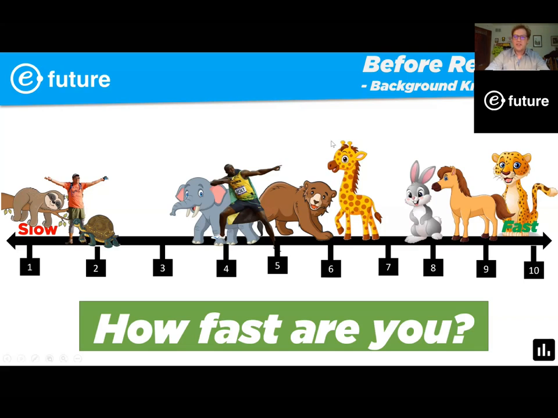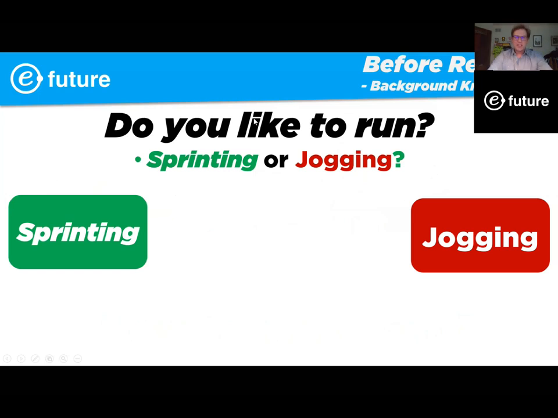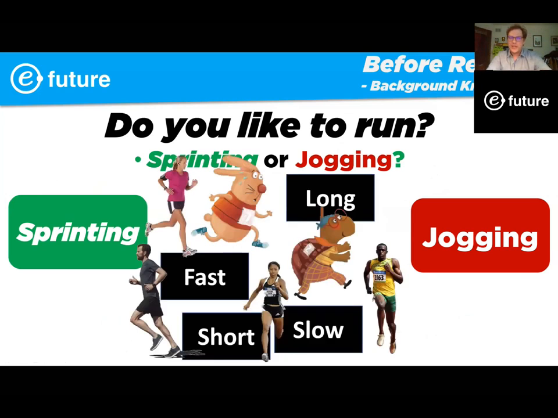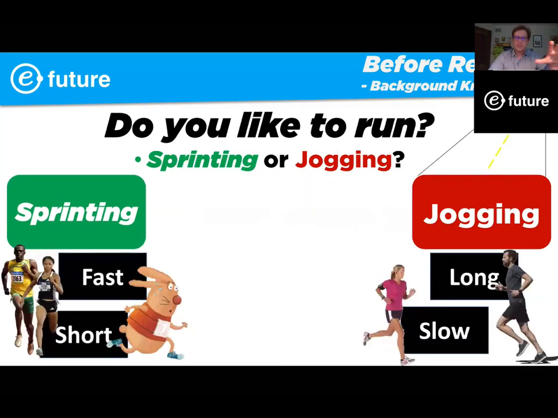I see we have some very slow and some very fast people in our class. So sprinting or jogging, how are these different? I'm going to go through these a little quickly so I can get to the during reading part. So now you're just trying to teach your students the difference between sprinting and jogging. Okay, so sprinting is fast and short. Jogging is slow and long.